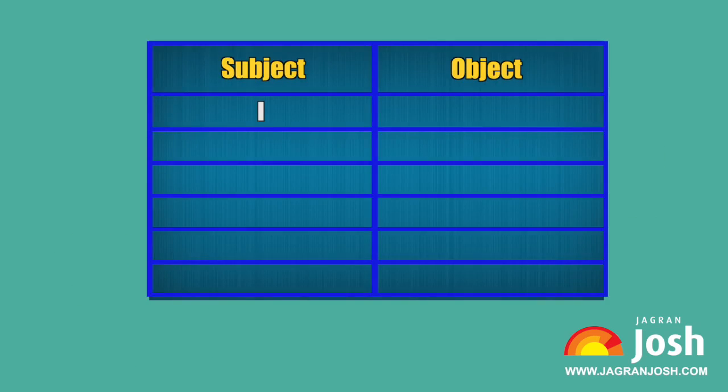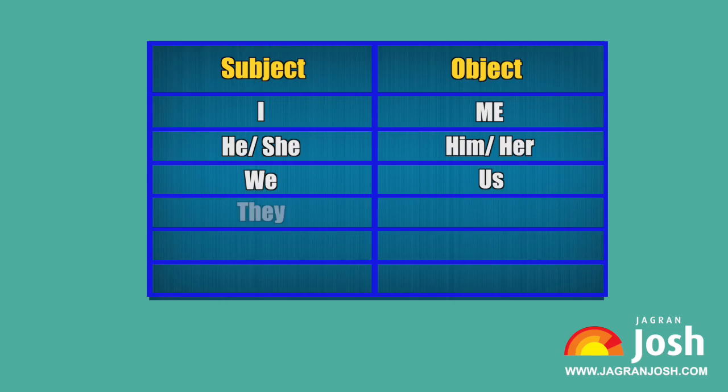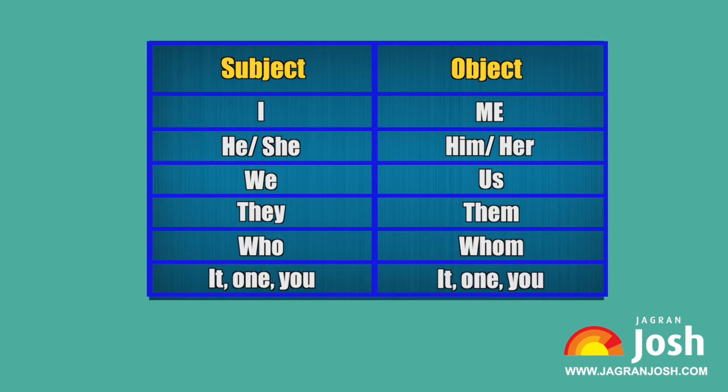Subject I, object me. Subject he or she, object him or her. Subject we, object us. Subject they, object them. Subject who, object whom. Subject it, one, you, object it, one, you.